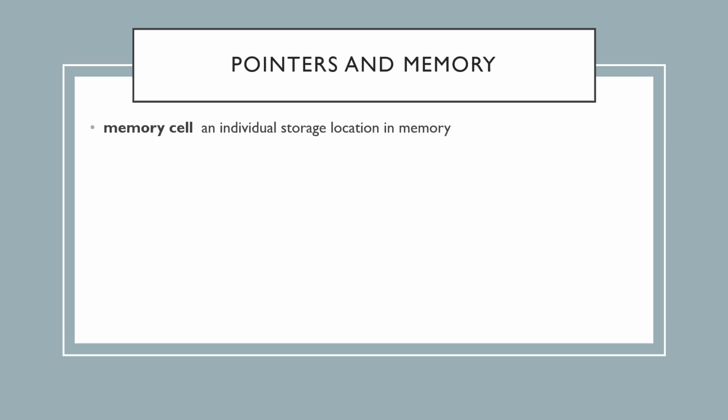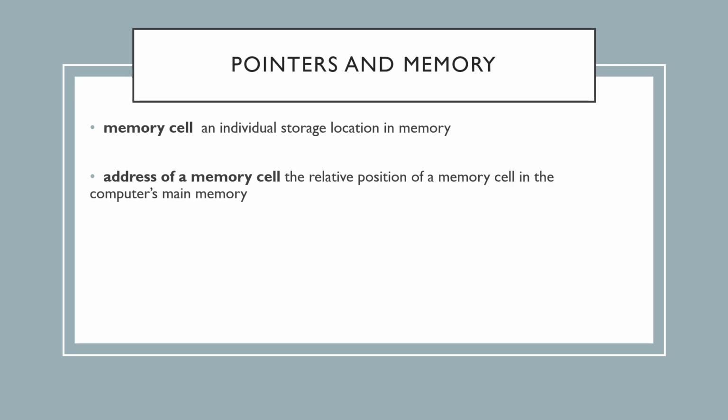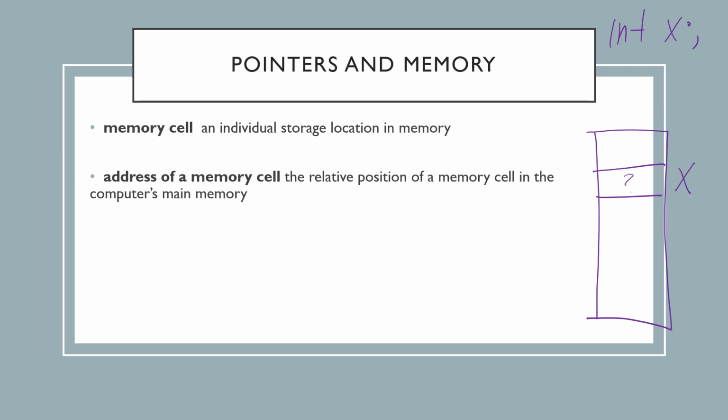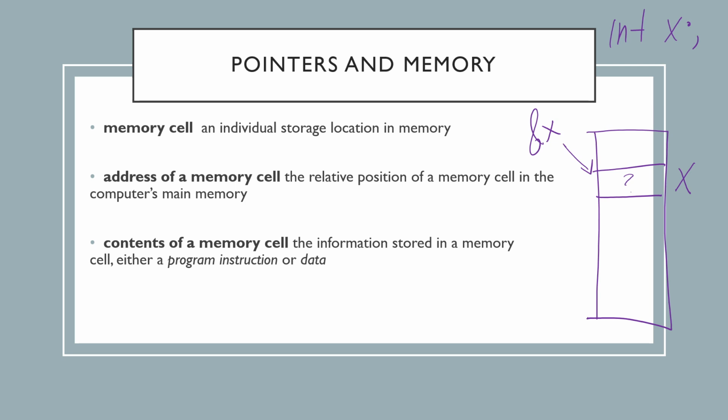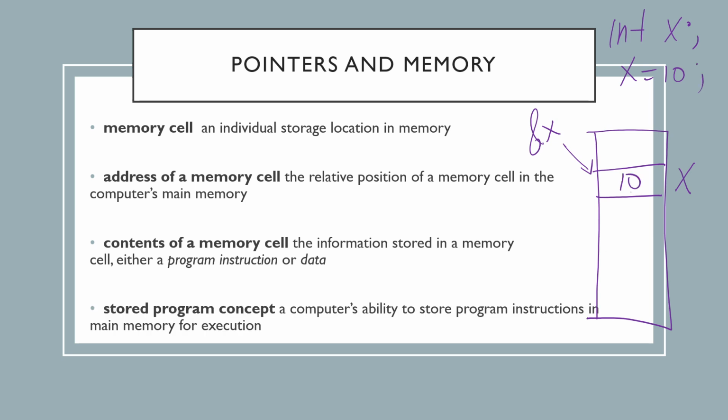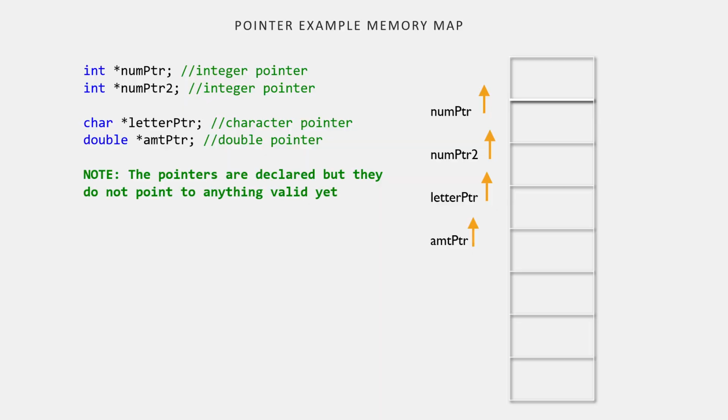All right, pointers. So each memory cell stores data. Each memory cell has an address. So if you do something like int X, then your operating system will find a place to store X. We don't know what value is there because we didn't assign anything, but X is going to have an address. The contents is whatever is here. So if I said X equals 10, then that's the contents that's stored there.